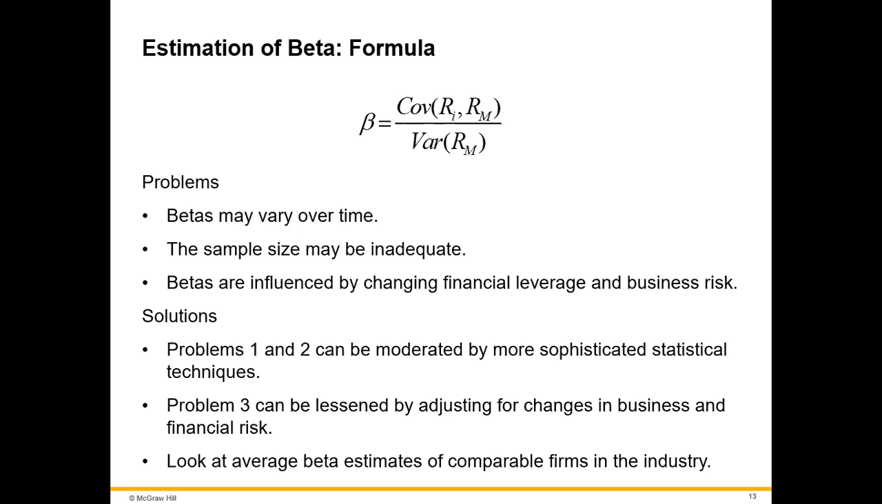So how do we solve these problems? Well, problems 1 and 2 can be moderated by more sophisticated statistical techniques. So really, take a look at how your information is changing over time and make sure you have a proper sample size. Problem 3 can be lessened by adjusting for changes in business and financial risk. So we could look at average beta estimates of comparable firms in the industry.